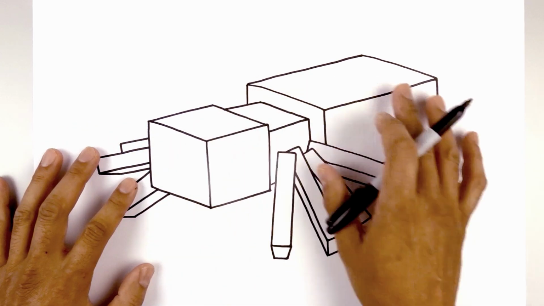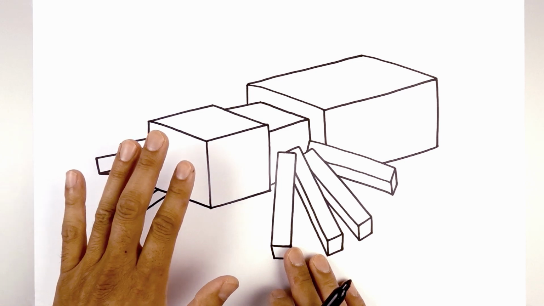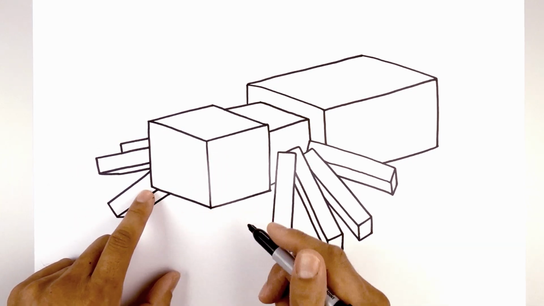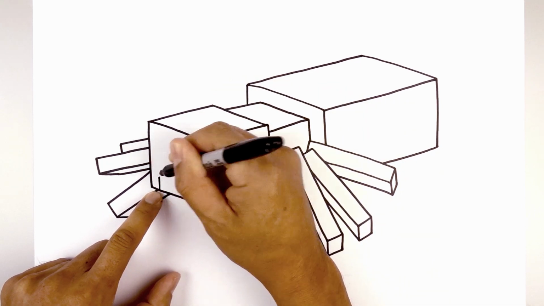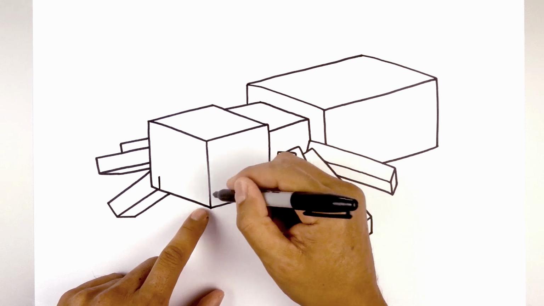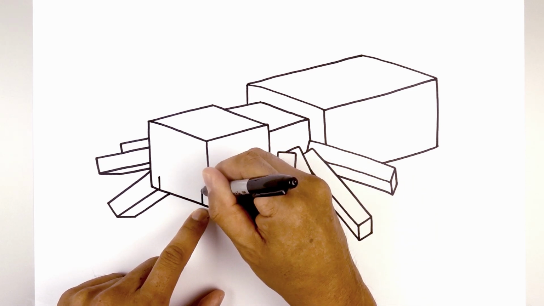Now that we finished the character shape, let's go ahead and start adding some detail. We're going to start with the face first. Let's start with the lower fangs. So from the bottom corner on the left, we're going to step in, draw a short line going up. Let's do the same thing on the right. We're going to step in, draw that same length line.